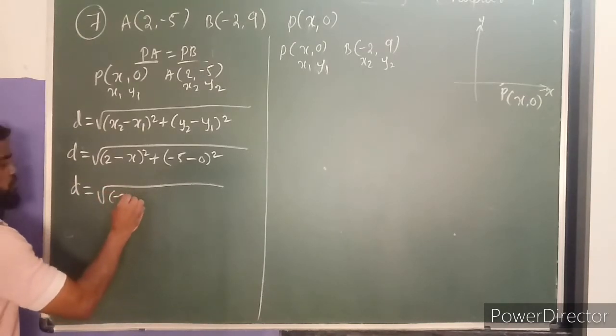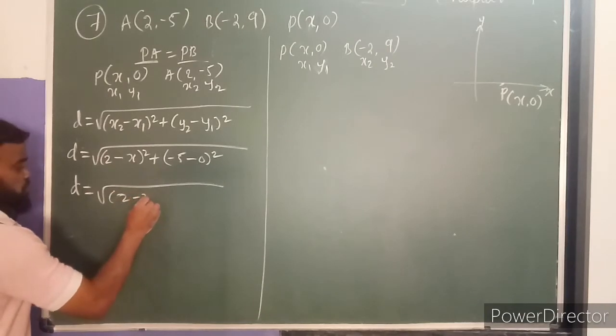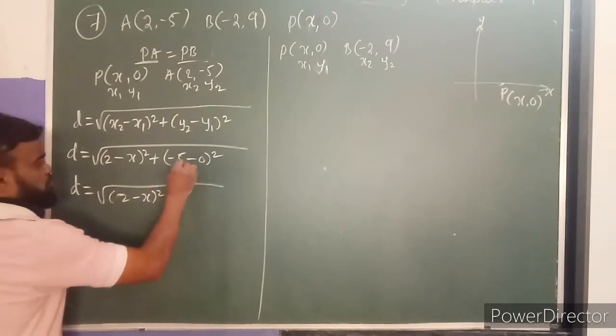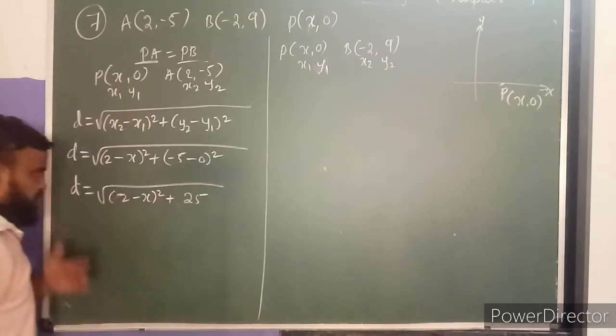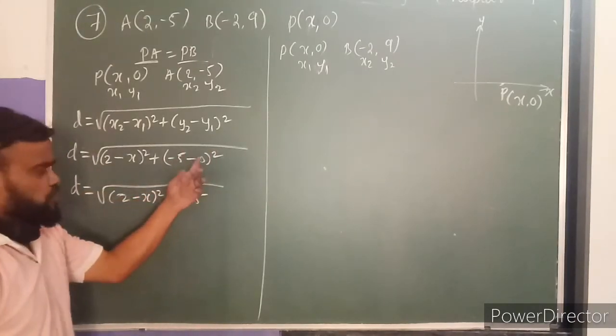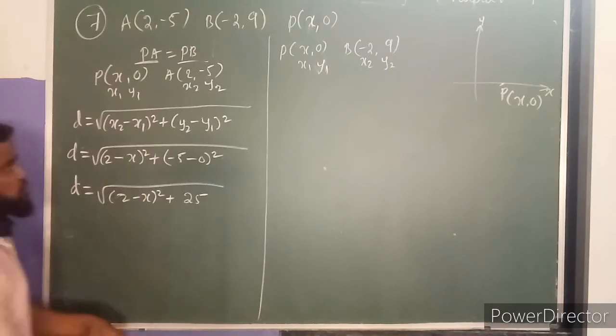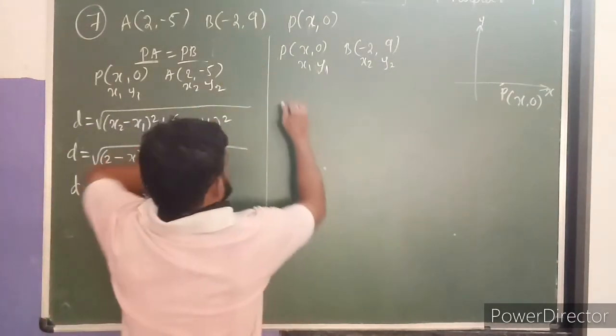Then we have to write 2 minus x whole square plus minus 5 whole square. Minus 5 whole square is 25. Alright? 5 square plus 0 is the value. Then we got this value first. Hold it. Now come to that point.